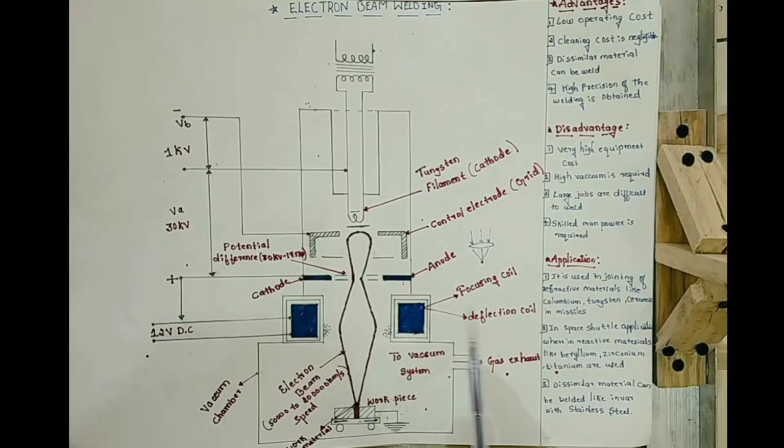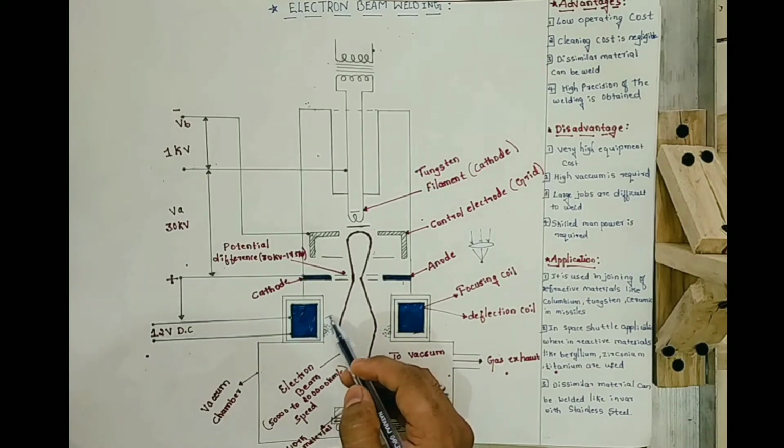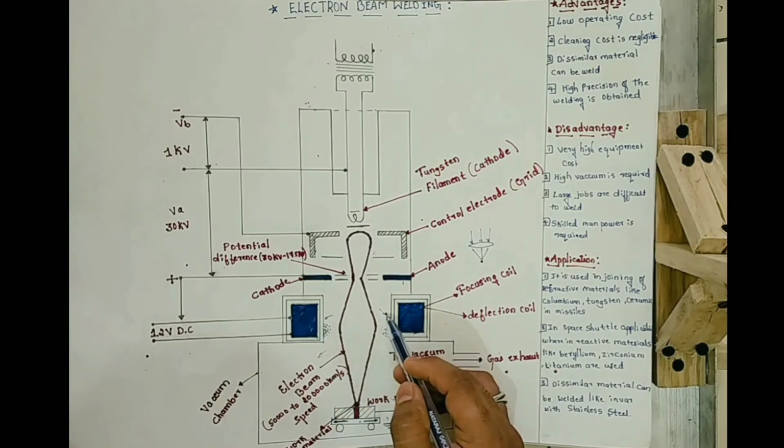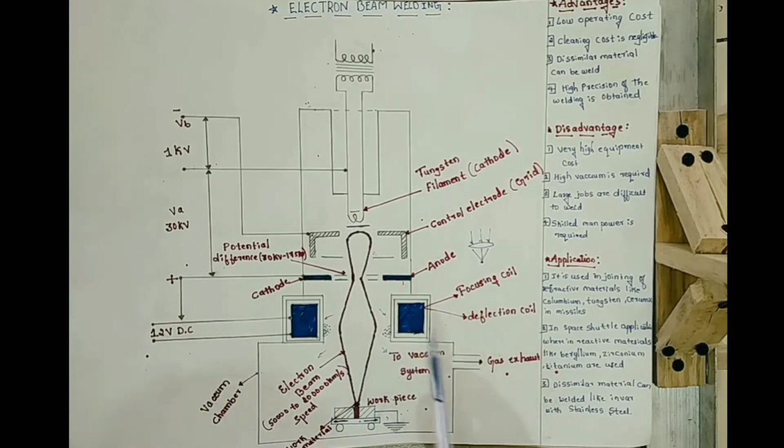Along with that, the deflection coil also deflects the electron beam on the workpiece. In case the focusing coil is not present in the electron beam welding, then whatever beam comes out of the cathode and anode will scatter in all directions. That scattered beam cannot be used to weld the workpiece. So in order to avoid that scattering, the focusing coil is used.